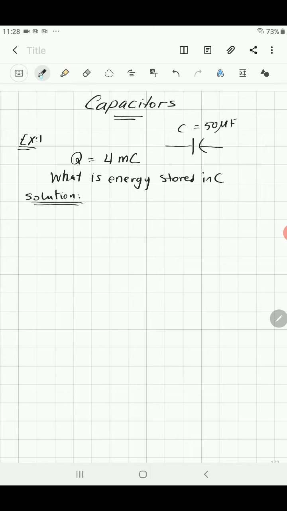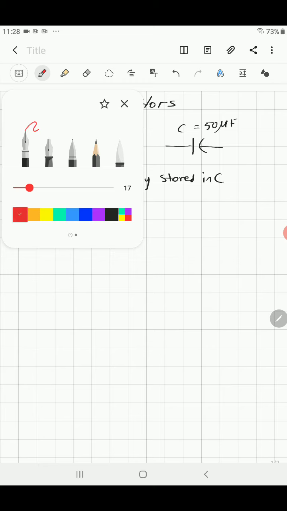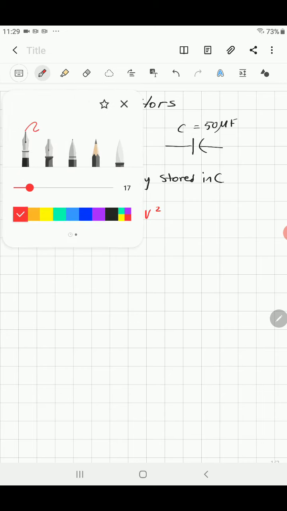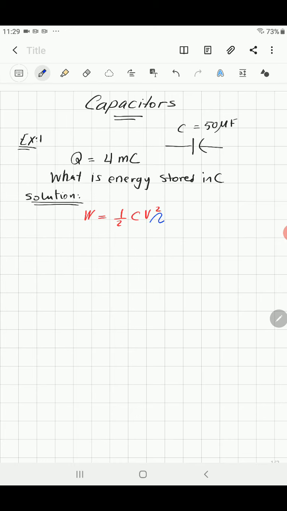Okay, when you solve this problem, you should know the formula used to calculate the energy stored in a capacitor. We learned that the energy is equal to 1/2 CV squared. But the problem is we do not have the voltage. Instead, we have Q. So you have to find the relationship between Q and V. You know that Q is equal to CV. Accordingly, the voltage V is equal to 1 over C times Q.